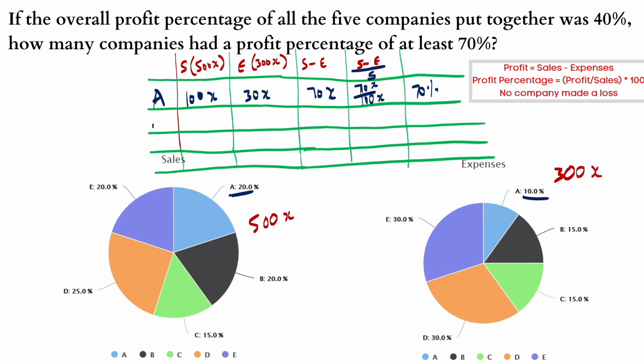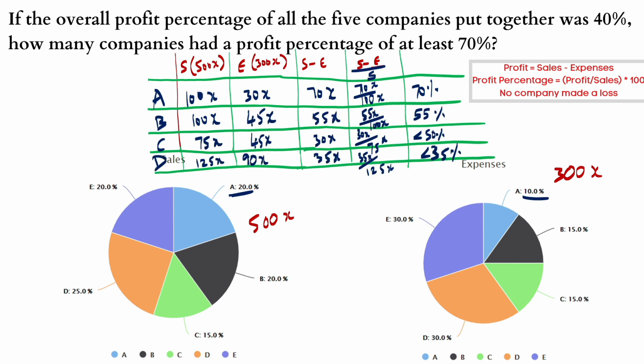And let's calculate the value of B in the same way. B's sales percentage is 20%. 20% of 500x is 100x. And for the expenses value, I will calculate and write down each and every value here. Just check them once. So these are the values for A, B, C and D. How did we get this? We have taken the respective percentages, and we calculated for 500x in case of sales and for 300x in case of expenses.